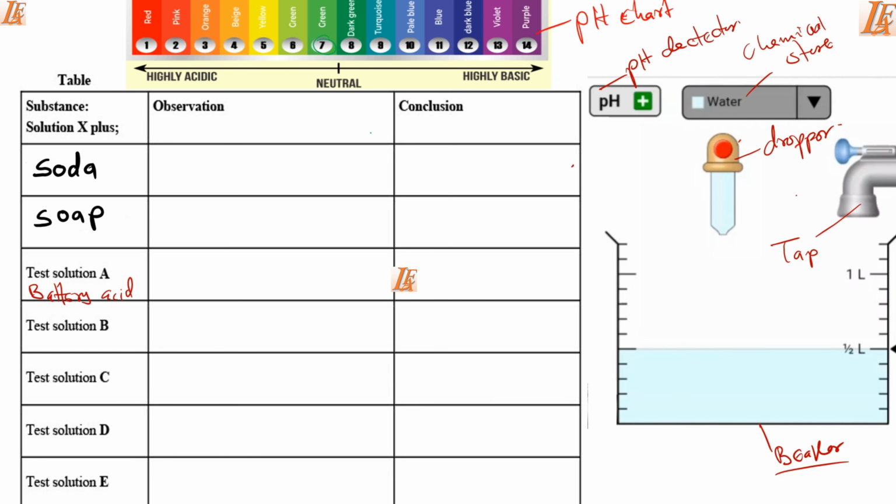Then solution B, we are going to use human blood. We want to know, is human blood acidic or basic? Then we also have solution C, which is drain cleaner. Then we have solution D, which is water. And then, of course, finally, solution E, we have coffee, the coffee that you take every morning.